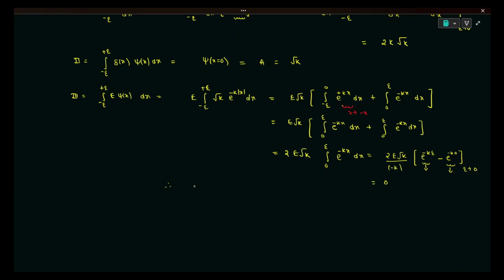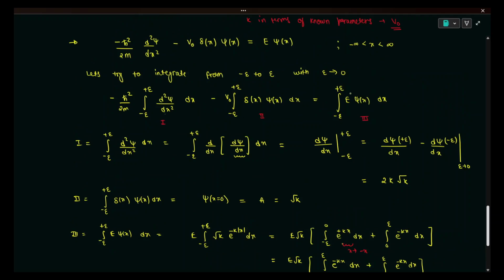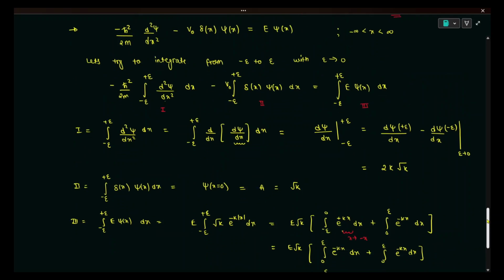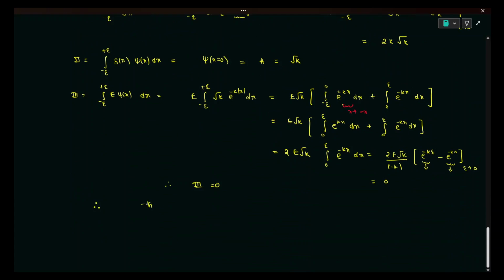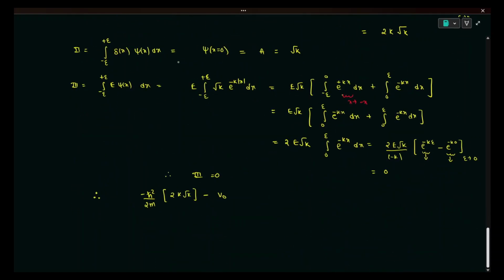So therefore this third integral will become 0. So therefore what we are left with is this plus this, and this will become 0. So minus h square divided by 2m, and then the first integral value is 2k under root k, then minus v naught, and then the second integral is under root of k, it should be 0.